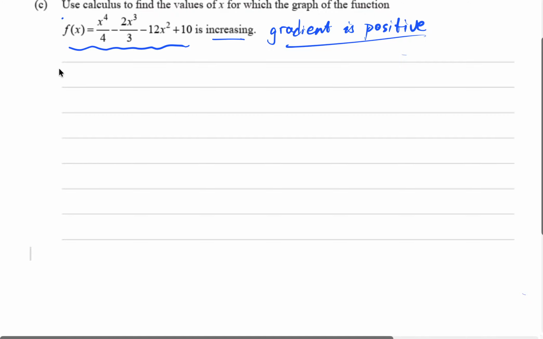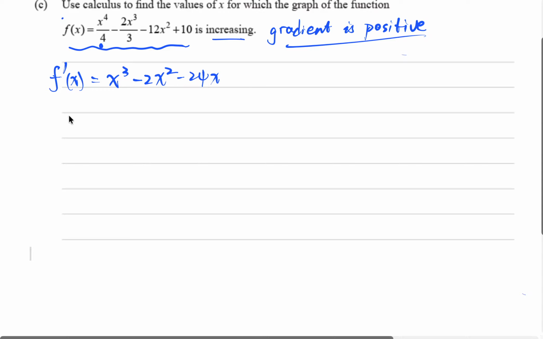So the first step is to figure out the gradient function, using differentiation. f'(x) equals... here there is a denominator 4, right? When I put the power 4 before and multiply this whole part, it will cancel this denominator and it becomes just x cubed. The same for the second term, 2x squared minus 24x.